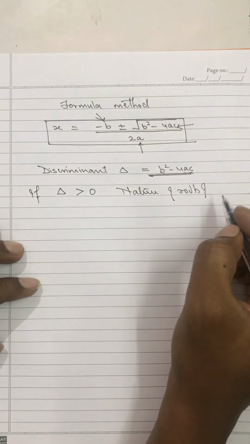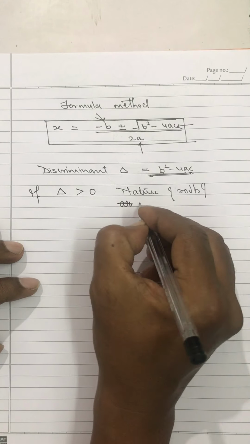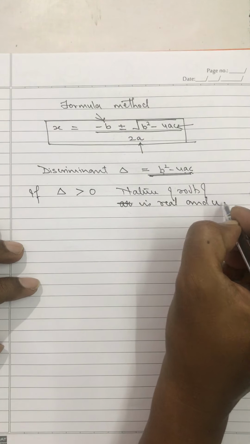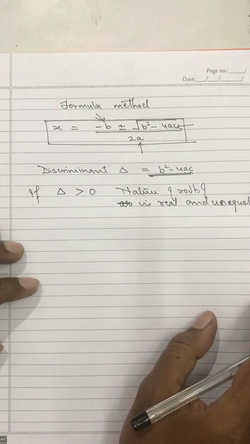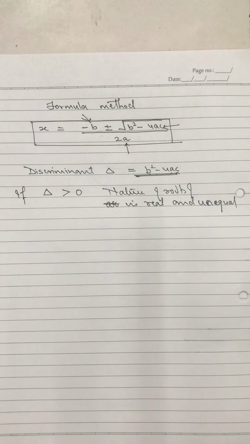then we can say that the nature of roots of this given equation is real and unequal. The roots will be real numbers, existing numbers, and usually we have two roots; both the roots will be different.